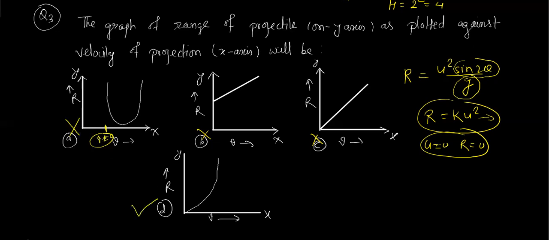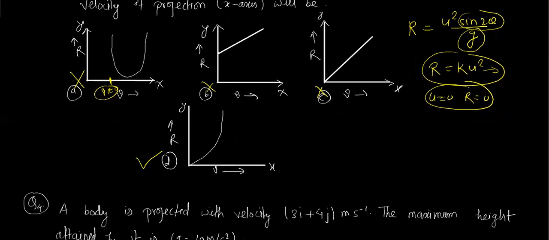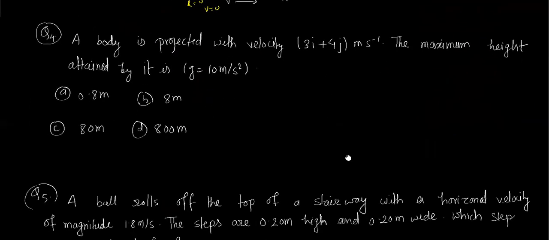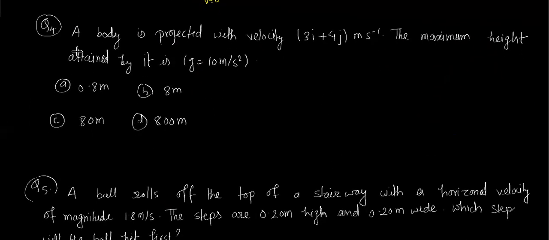So option D is our correct option, because this graph begins at the origin, when b is 0, r is also 0, and shows parabolic nature. Okay, so now let us move to another question, question number 4. Let us read it first.